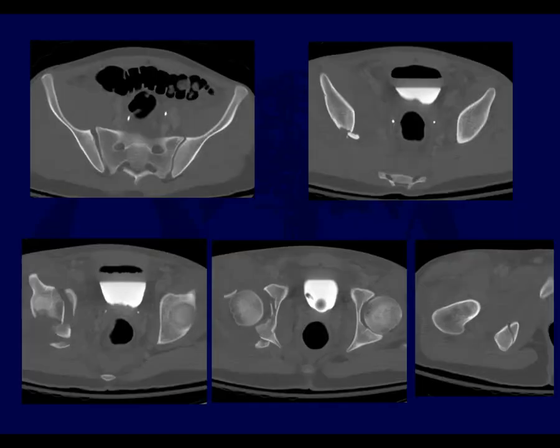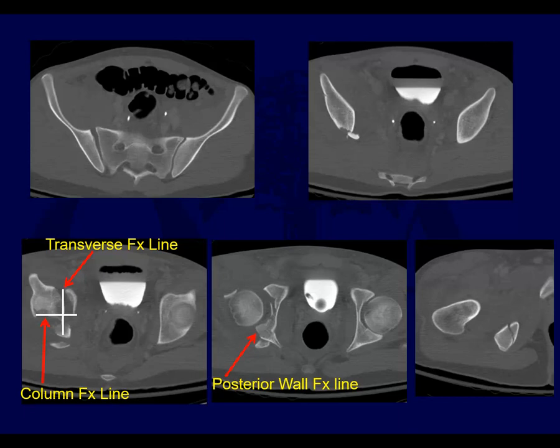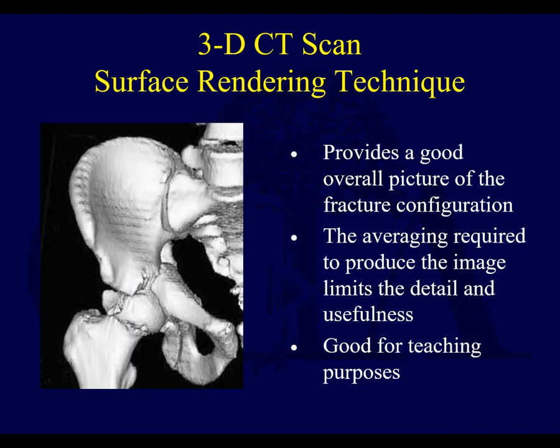You get a CT scan. Here you can see that there are multiple fracture lines. It appears to be a transverse fracture here. There's another fracture here. It looks like the posterior wall is involved. So, a lot of information from a CT scan.